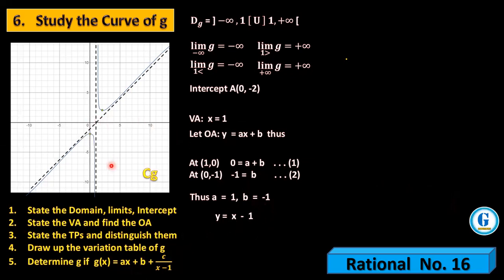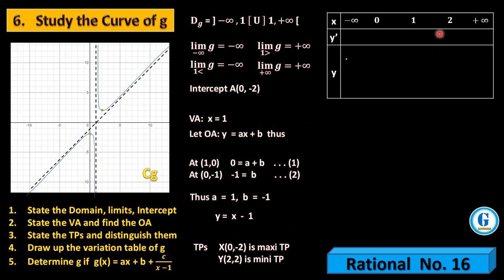The next part of the question says to state the turning points and distinguish between them. The turning points are 0, minus 2, which is a maximum turning point, and 2, 2, which is the minimum turning point. So draw the variation table now.